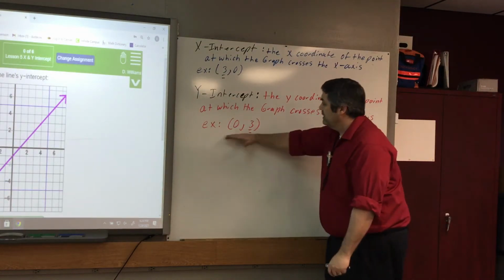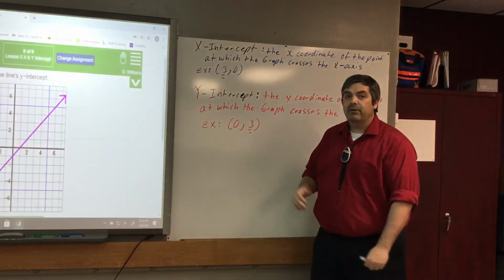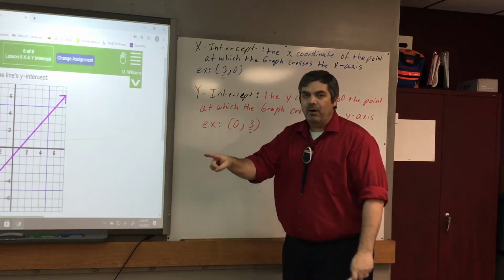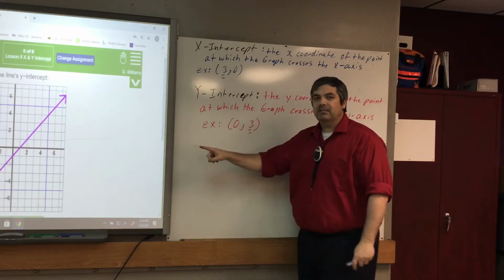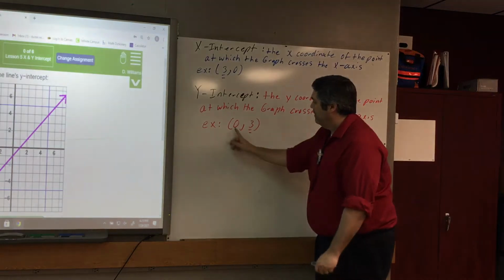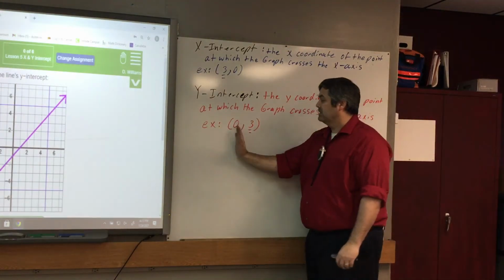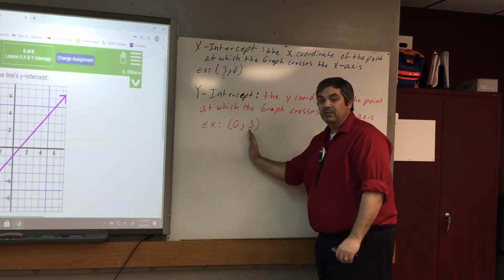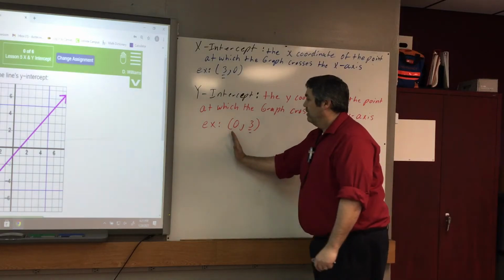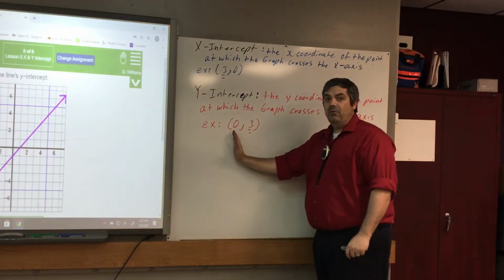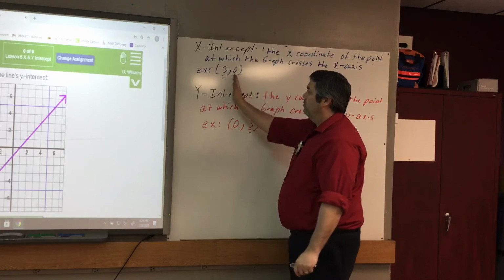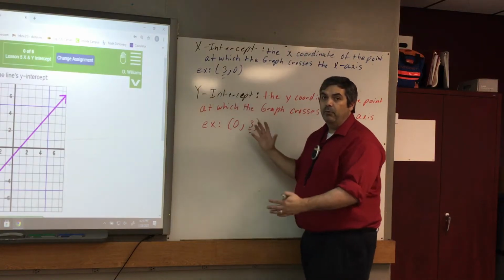But if you understand these, you'll be able to look at any point and go, oh, that's my y-intercept, that's my x-intercept, because the y-intercept, the x is 0. Remember, the x is always the first number. The y is always the second number. So y-intercept, x is 0. X-intercept, y is 0. Very important to understand those.